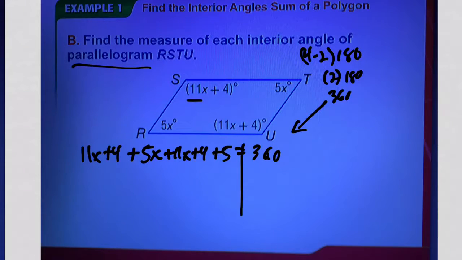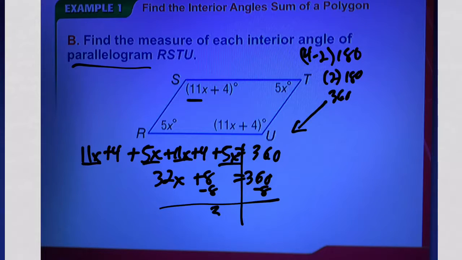Now if you remember, when we solve an equation, you've got to combine the like terms first. So 11x plus 5x plus 11x plus 5x would be 32x. Combine the two 4's, plus 8 equals 360. From there, if we're solving for x, we have to subtract the 8 from both sides. So we get 32x equals 352. And then we have to divide both of these by 32, and we get x equals 11.